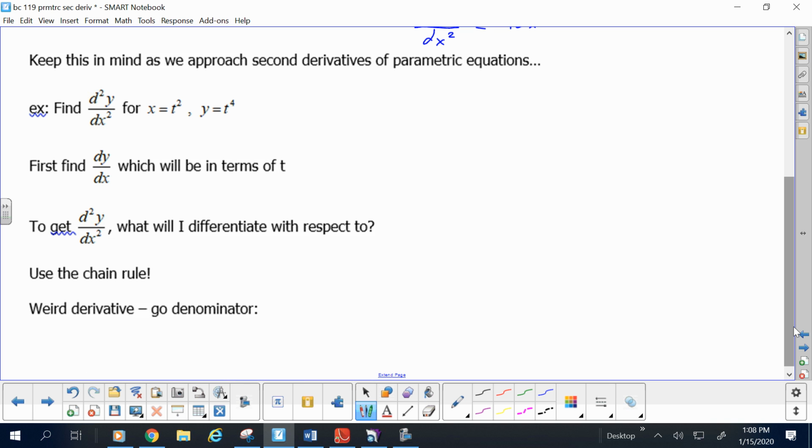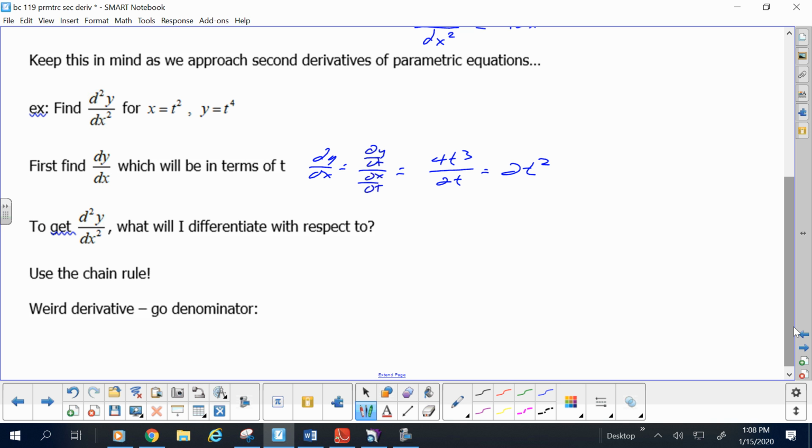You have to be good with your notation to find the second derivative parametrically, because people want to just take the derivative of the derivative. There's a little more to it than that. I will explain. So, how do I find dy/dx? dy/dt over dx/dt. dy/dt is 4t cubed, and dx/dt is 2t, and if we simplify, that's 2t squared.